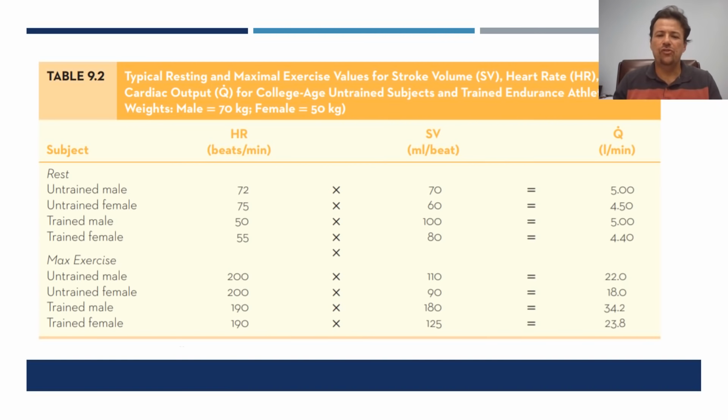And this table just shows you how heart rate and stroke volume change between males and females, and those who have been trained and those who are not trained. What you'll notice significantly is that trained athletes have lower heart rates. There's not much difference in the max, but the trained athletes have the ability to have a much greater stroke volume because there are adaptations that have taken place in their heart muscles. And that, of course, leads to a much greater cardiac output, which allows them to perform better during exercise.